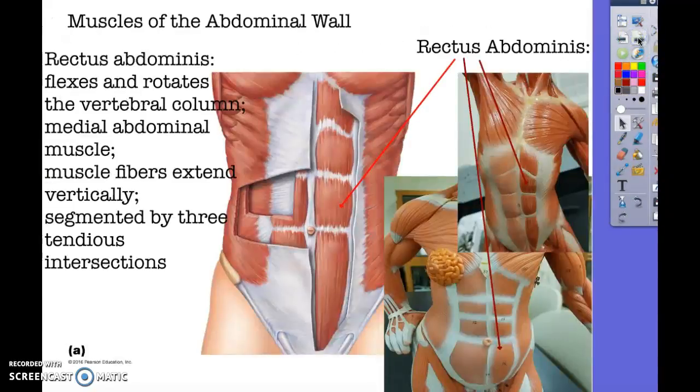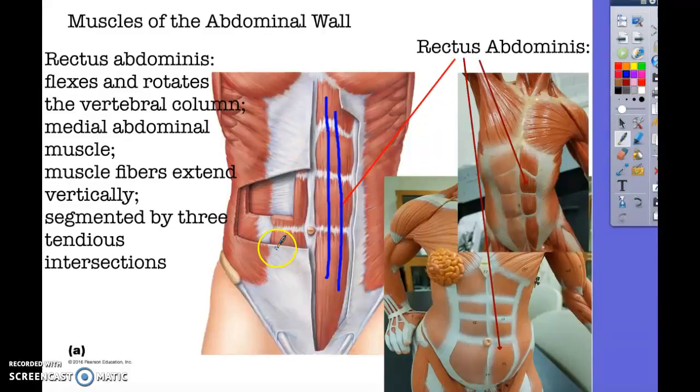All right, so now let's start with muscles of the abdominal wall. Our first one is the rectus abdominis, and I know that the fibers are going to extend vertically because that's what the word rectus is telling me. I'll know that for some muscles on the leg also. So fibers run vertically, okay? What does it do? It flexes and rotates the vertebral column. It's the medial abdominal muscle, okay?